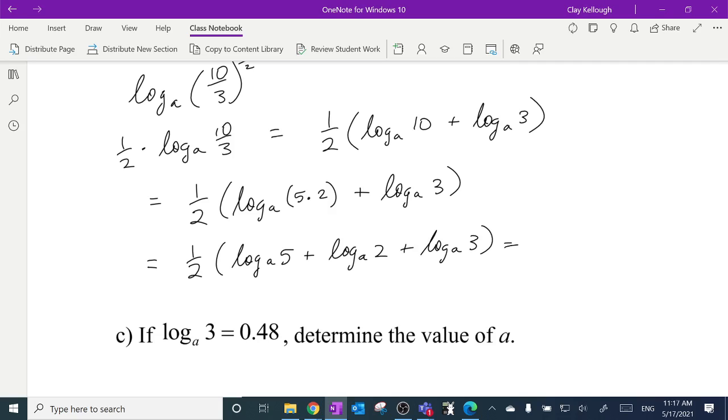And that will be 1/2 times, what were my decimals again? 0.7, 0.3, and 0.48, right? Oh, wait a minute, I made a mistake. Oh, do you see my mistake?